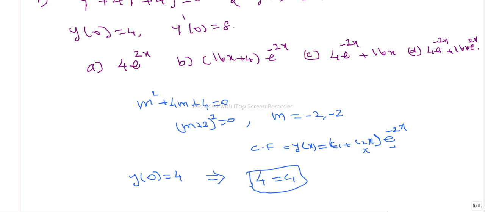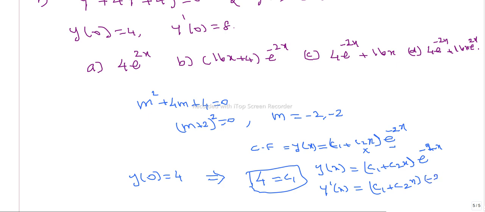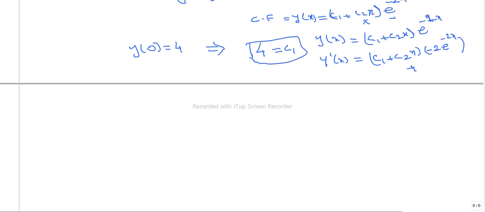Now differentiate this given solution. So y of x is c1 plus c2 times x into e power minus 2x. Now what is y dash? You have to apply the UV method. First we fix c1 plus c2 x and differentiate e power minus 2x. Therefore minus 2 times e power minus 2x, plus fix e power minus 2x and then differentiate the other part, we get just c2.